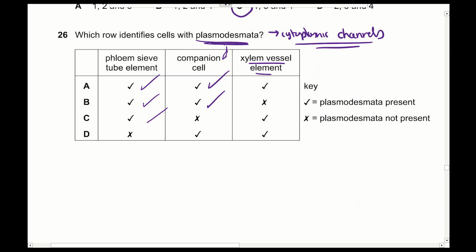elements are dead cells without a cytoplasm. Therefore, they do not have plasmodesmata. Plus, if xylem vessel elements were to have plasmodesmata, this would add resistance to the water. Therefore, water transport will not be as smooth, and water would actually leak out of the vessels. Therefore, xylem vessel elements do not have plasmodesmata for a reason. Therefore, the answer is going to be B.